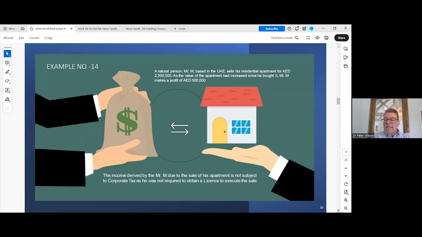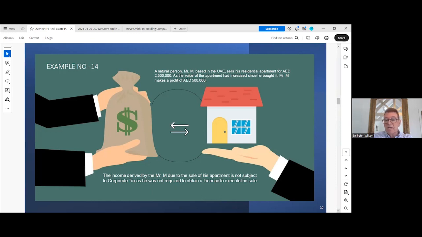Well, the more I look at this example, the more I wonder whether the persons who wrote this example in the guide really understand the law, because they're saying here it's not taxable because he didn't require a license to execute the sale. Well, having a license to execute the sale is irrelevant. He would need to have a license to carry on an activity. And the sale would just be an incident in the activity.